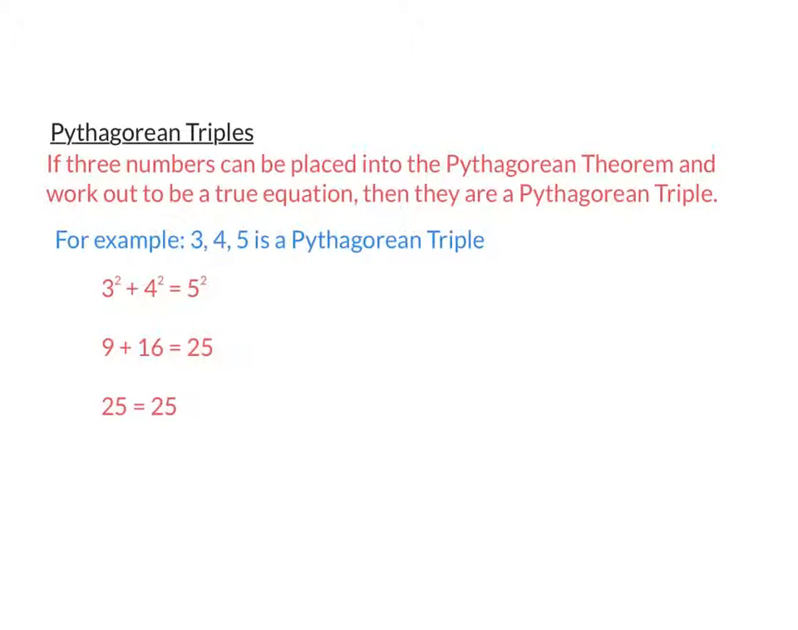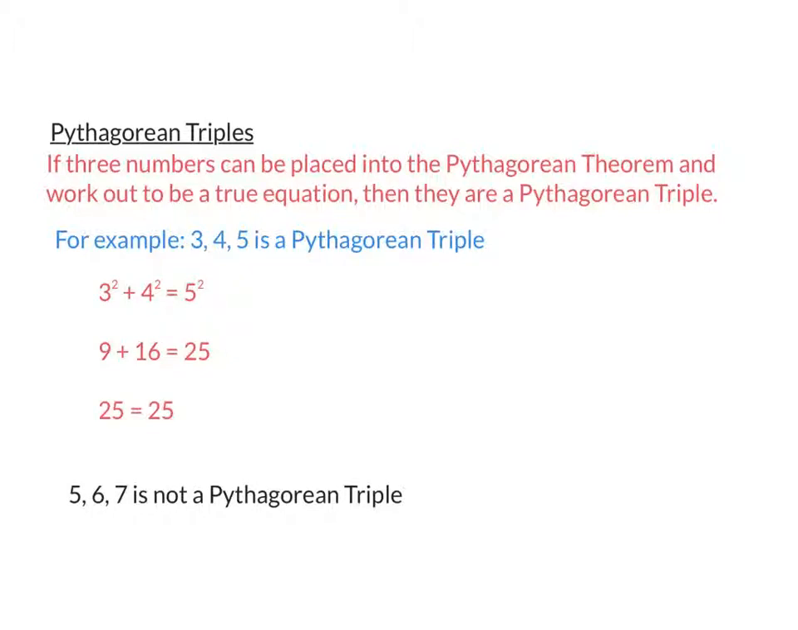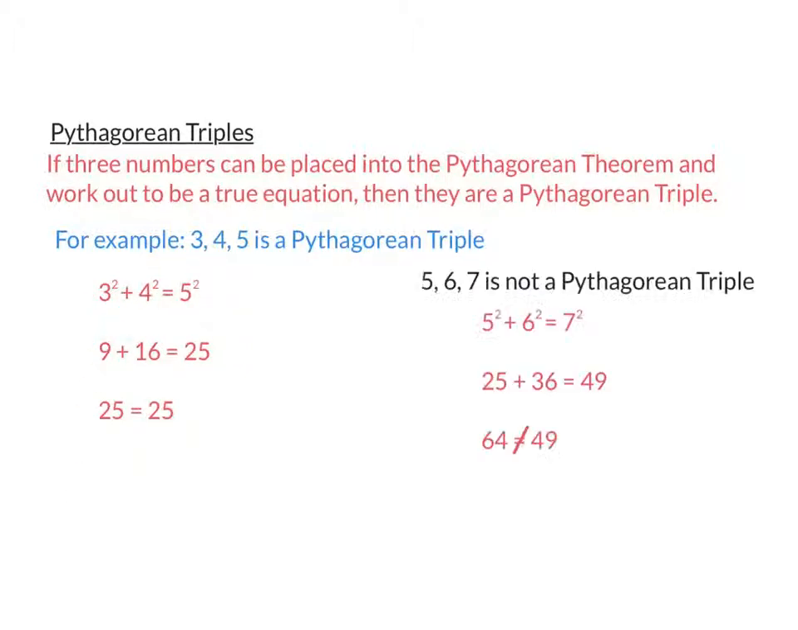Conversely, 5, 6, 7 is not a Pythagorean triple. The way you prove that is you plug it in again to the Pythagorean theorem, and then you can clearly see that 64 does not equal 49. This is the work you would need to show to demonstrate that it's not a Pythagorean triple. Yep, definitely equals 61, not 64. All right, questions on any of this? No, sir.